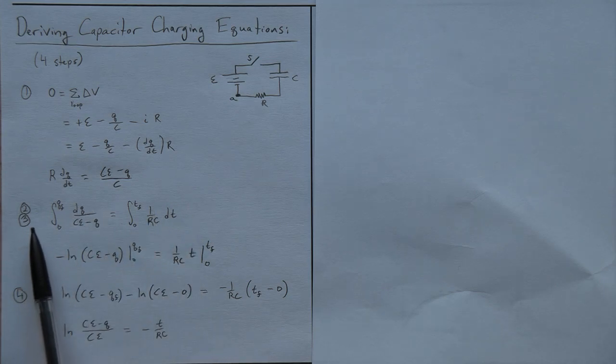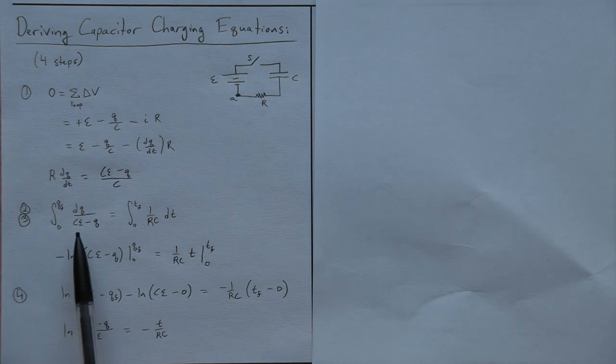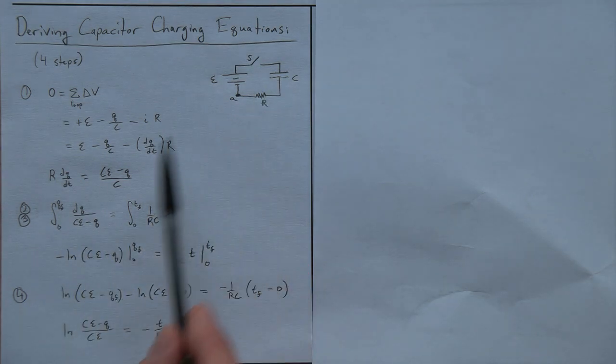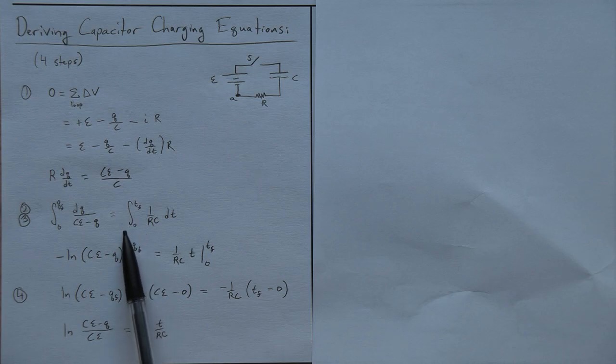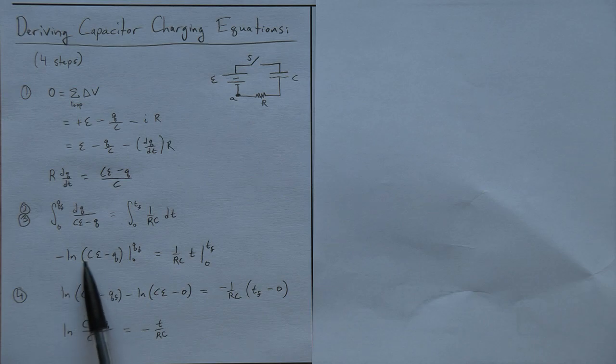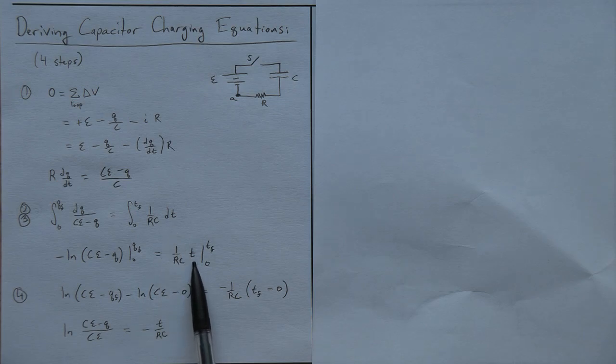Third step, we integrate both sides. The charge on the capacitor begins at 0, and then goes up to some final charge. And the time, our stopwatch in the experiment, begins at 0 and ends at t final. This integral is like du over u, or I should say negative du over u if you did a u substitution. That integrates to the natural log of u, with a minus sign there. This side, real easy, dt just integrates to t.